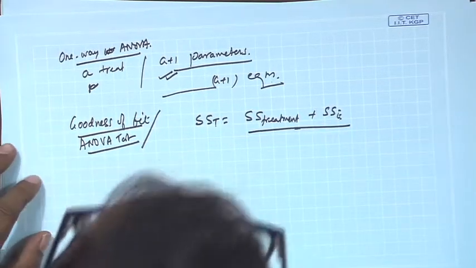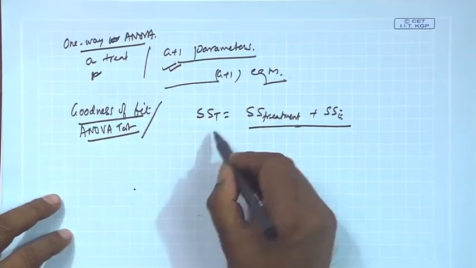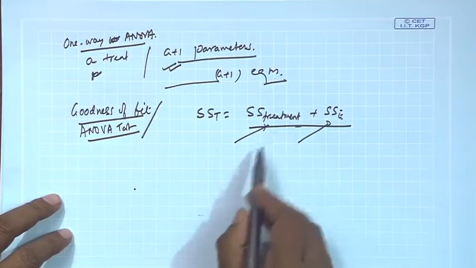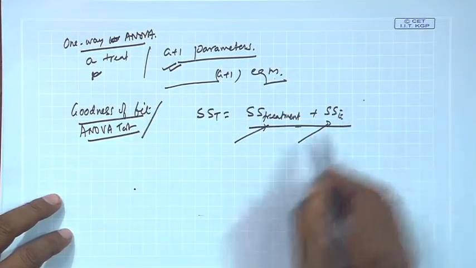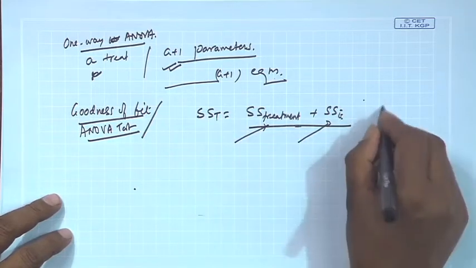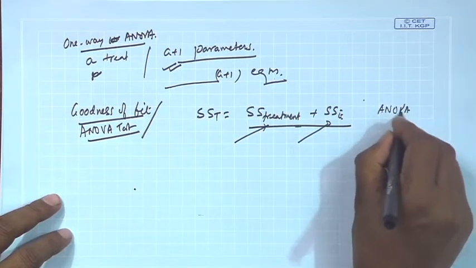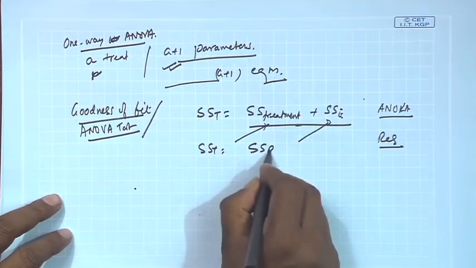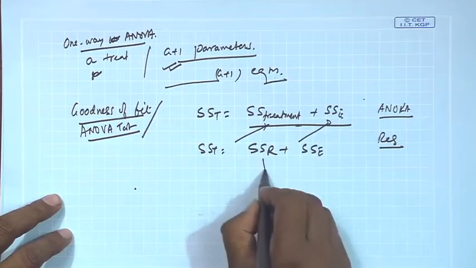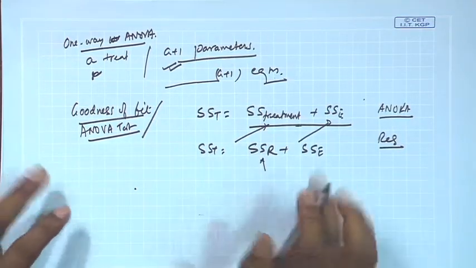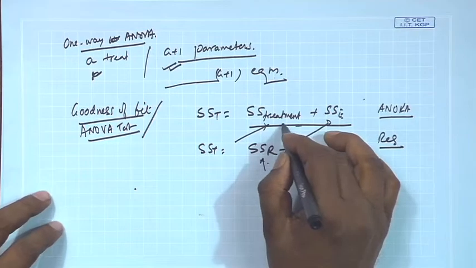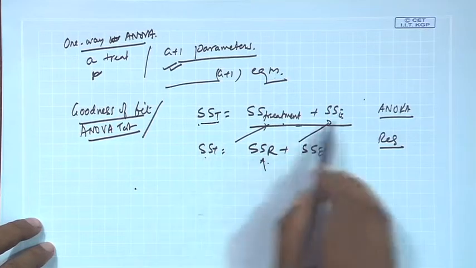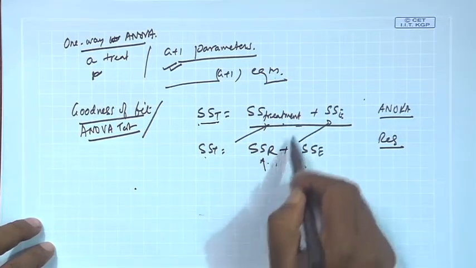Now, using the regression approach, how do you compute SSE and SS treatment? In one way ANOVA we have this, and in regression what you have seen is that SST equals SSR plus SSE. What is SSR? Sum of squares regression. So the sum of squares regression and sum of squares treatment, ultimately it is a partitioning of the total variability into two parts. So they will be almost the same.